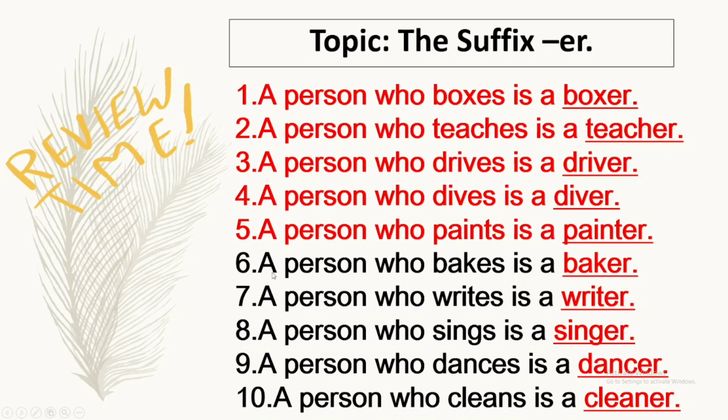6, a person who bakes is a baker. 7, a person who writes is a writer. 8, a person who sings is a singer. 9, a person who dances is a dancer. And 10, a person who cleans is a cleaner.